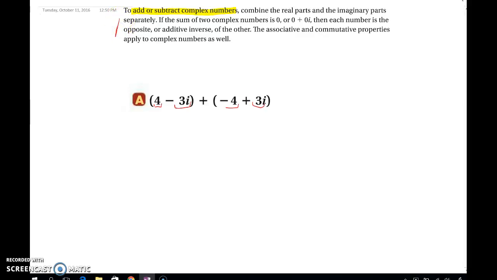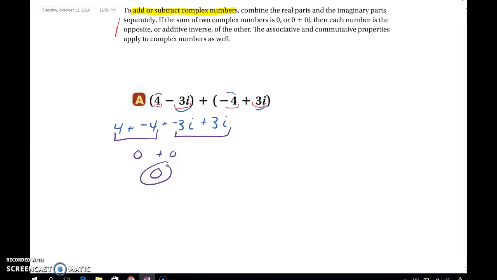So if we go to add these, we can rewrite our like terms next to each other. So our a with our a, so we can do 4 plus negative 4, and then our b's with our b's, so then it's plus negative 3i plus 3i. And then we will combine our like terms. So 4 plus negative 4 gives me 0, negative 3i plus 3i. You can think of it as negative 3x plus 3x, so that is equal to 0 as well. And then 0 plus 0 we know is 0.